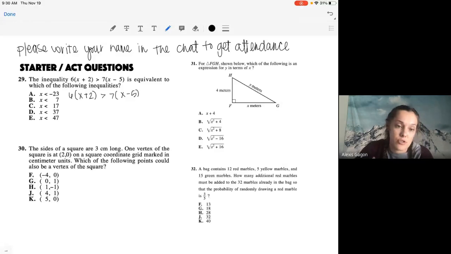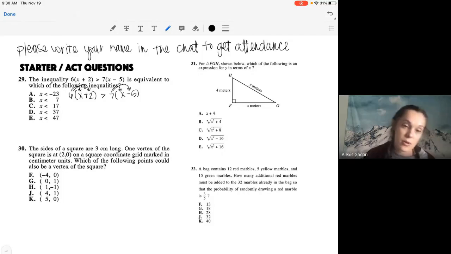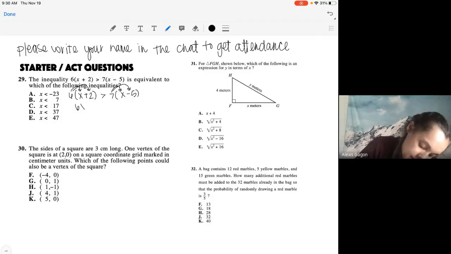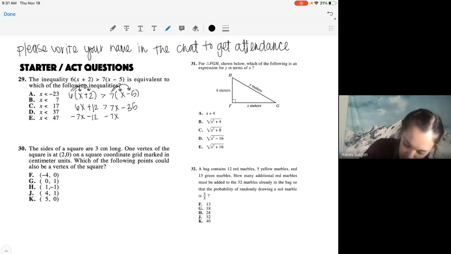I'm just going to distribute into both of these, using the distributive property first. So this becomes 6x plus 12 is greater than 7x minus 35. Then I'm going to subtract the 7x over to this side. If you did it the other way, you're going to end up at the same answer. And then I'm going to subtract the 12 over to this side. So on the left, I'm left with negative x, and these cancel out, so it's greater than negative 47.